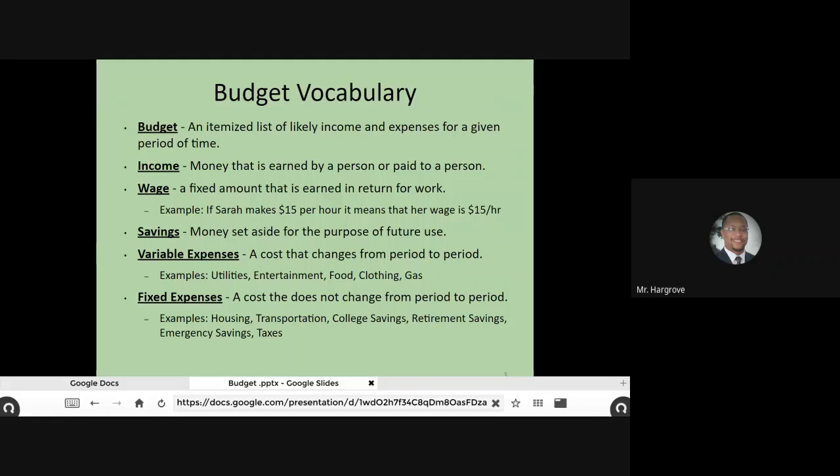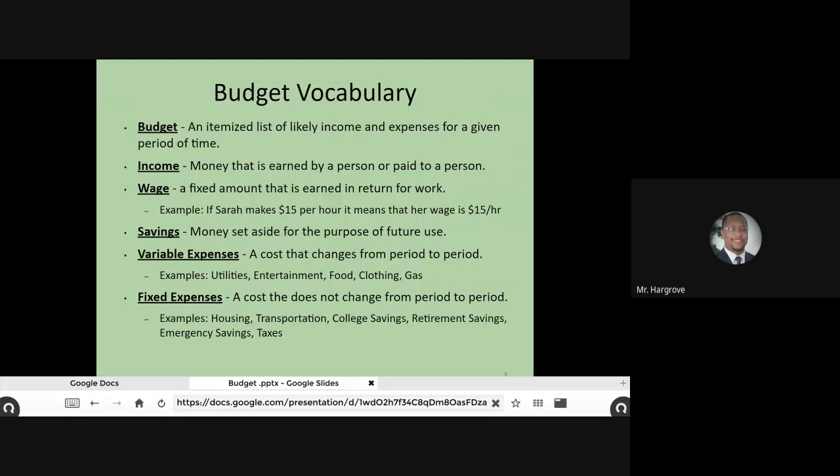You know, your water bill goes into your utilities. That bill is going to go up and down based on the amount of water you use. The same is true for the electricity. Same is true for entertainment, food, clothing. The more you do it, the more you use it, then the higher that expense. So it's a variable expense.